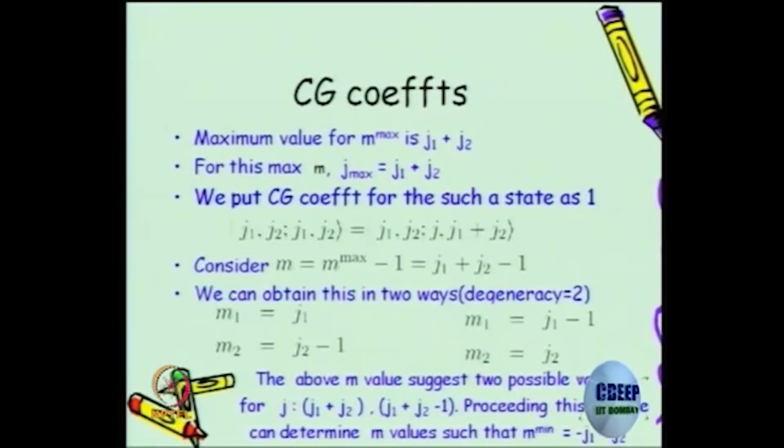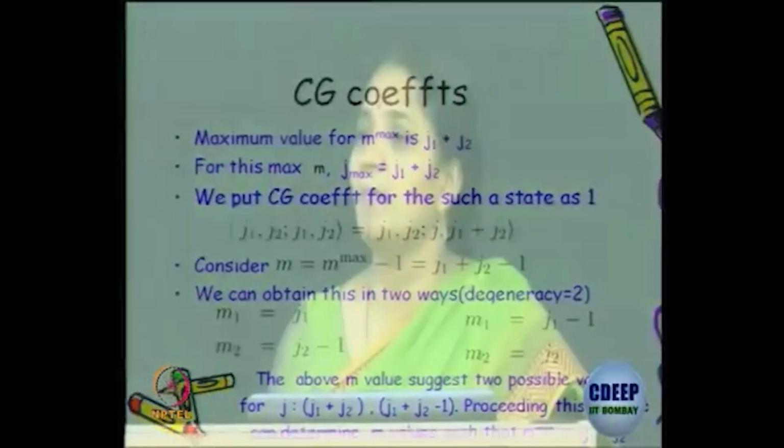So the above M values suggest two possibilities for J. The total J could be J1 plus J2 because that is the stretch state condition. I cannot go above that. Other possibilities: I could also have J to be J1 plus J2 minus 1, because the state |J, M⟩ permits M to go from minus J to plus J, or M should be less than or equal to J.